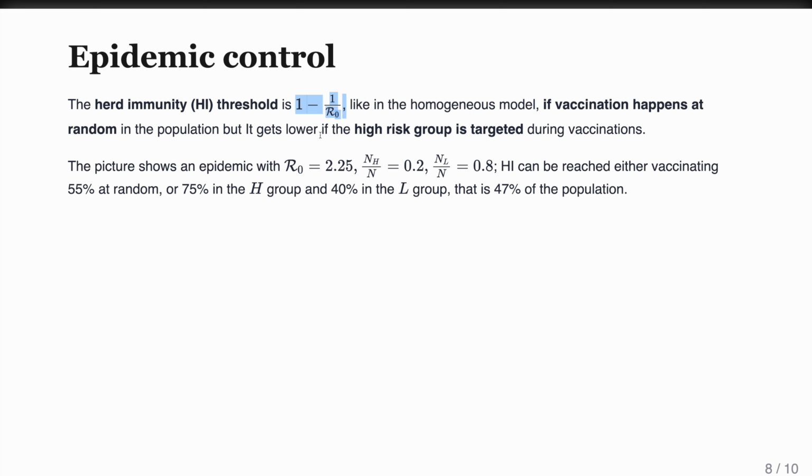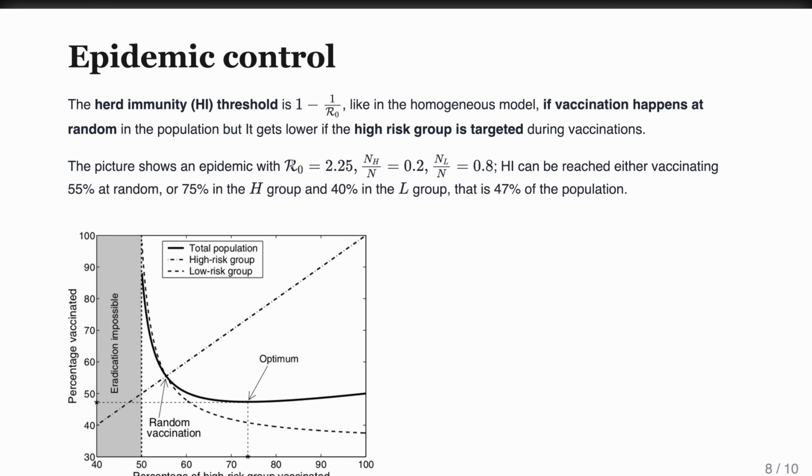But if we start to target the high risk group more than the lower risk group, we can reach the immunity threshold at a much lower percentage of vaccinated population. Let's see an example. Let's take an R0 in the slave phase equal to 2.25. And again, we have the population which is divided in 20% of high risk group and 80% of low risk group.